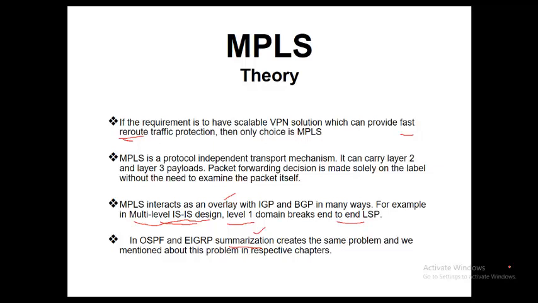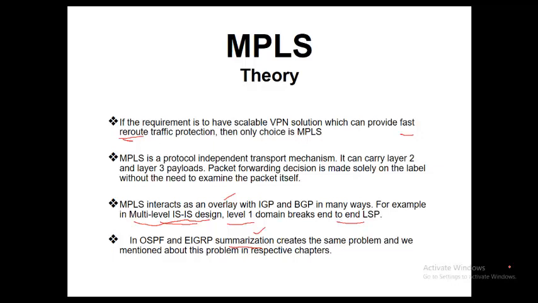Multi-protocol label switching is not only for fast rerouting, it is also used for various other applications like layer 2 and layer 3 VPN, etc. So we can see that just based on the label, the packets are moved over the tunnel. It can be layer 3 or layer 2.